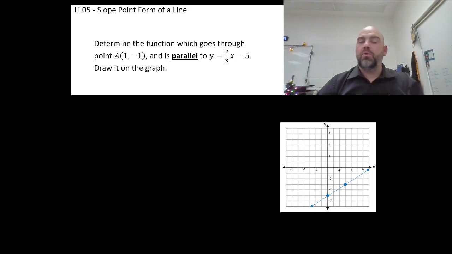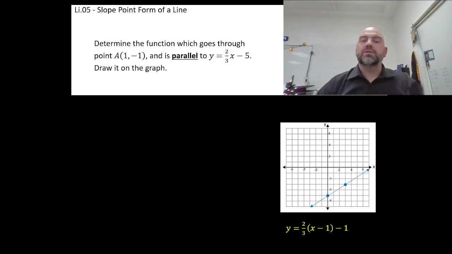It goes through the point (1, -1), so our equation actually looks like that, which is given there on the screen. Okay, so it's given in point-slope form, y = 2/3(x - 1) - 1. Okay, so that's the x1 value, and then -1, which is the y1 value.